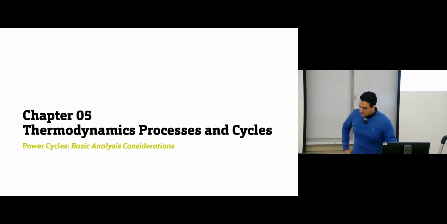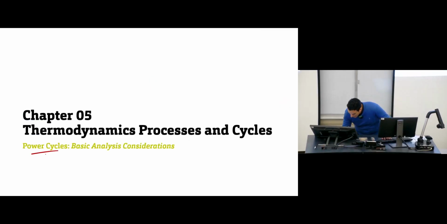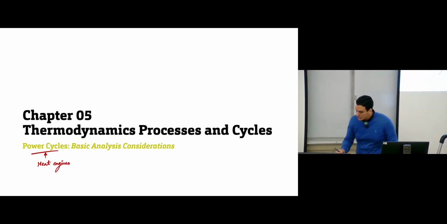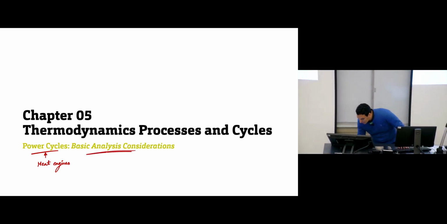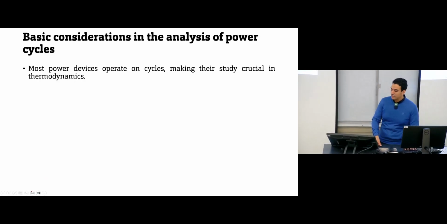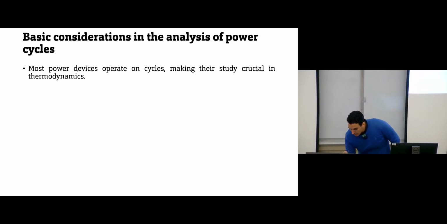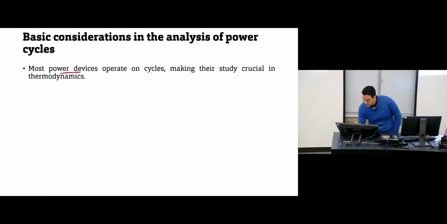Now if we start with power cycles, the first one, and as we said, an example of a power cycle is heat engines, that we started explaining in previous chapters. And we will start talking about the basic analysis considerations, and we will start with analyzing the ideal cycle. So as we said in the previous chapter, most power cycles, most heat engines operate on a cycle.